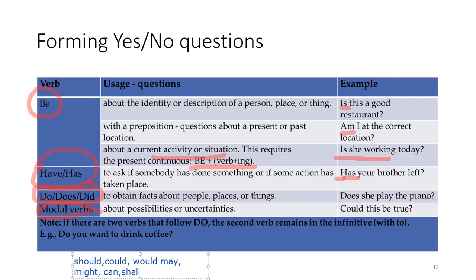Yeah, these are some examples, right? Should, could, would, may, might, shall, and then must is another one. Okay, these are the modal verbs, about possibilities or uncertainties, right? How can you ask? Could this be true? Right? Could this be true? You can ask in that form.